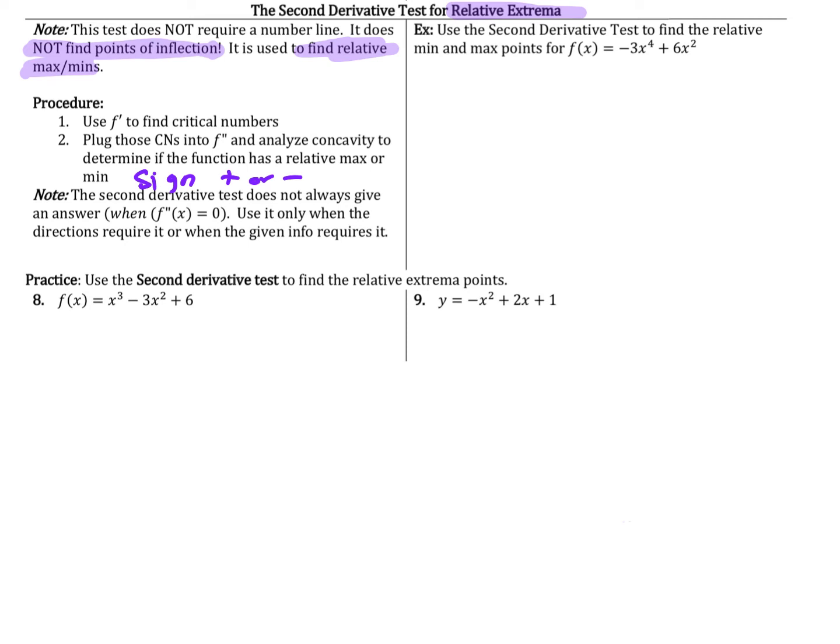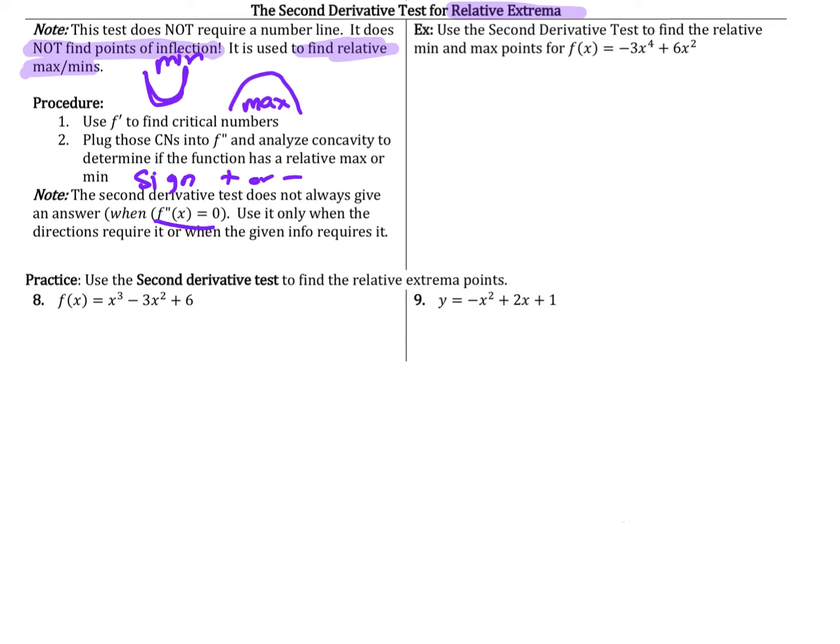If the second derivative is positive, then we would have concave up. That means that we would have a relative minimum. If the second derivative is negative, that would mean the graph is concave down and we would have a relative maximum. If the second derivative is 0, then we don't know anything, and you would have to use some other test to get there.